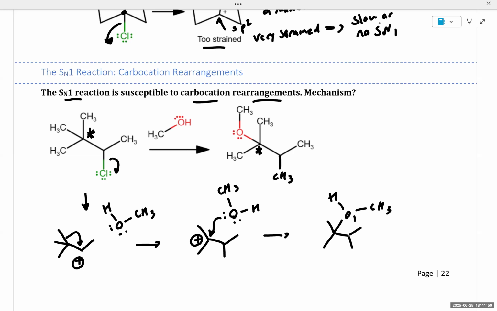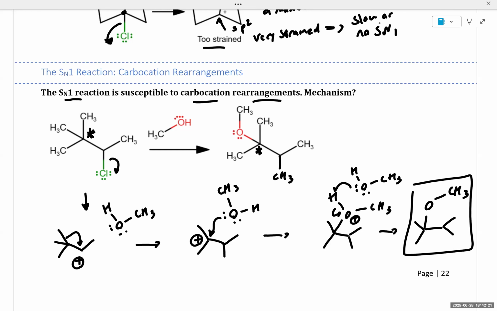And as a cleanup step, we're just going to deprotonate. Let's draw that arrow a little bit more nicely. There we go. And that in turn generates our SN1 product after a carbocation rearrangement. Wonderful. So key thing, SN1 reactions go through carbocations. As such, you have to be wary about carbocation rearrangements.